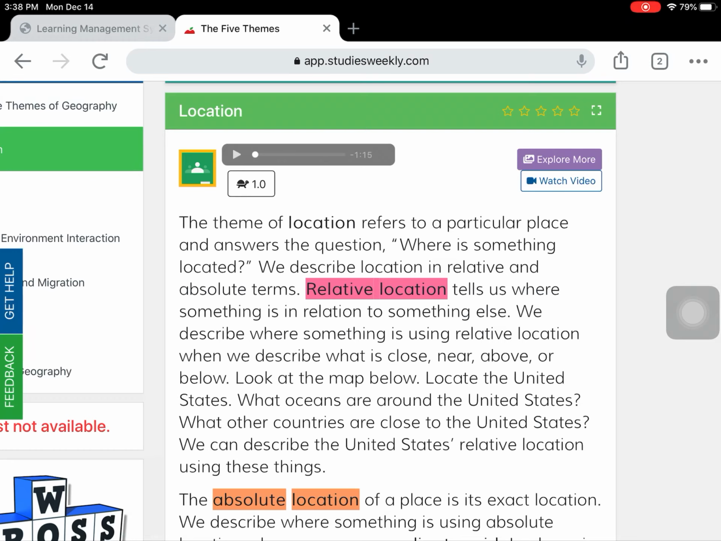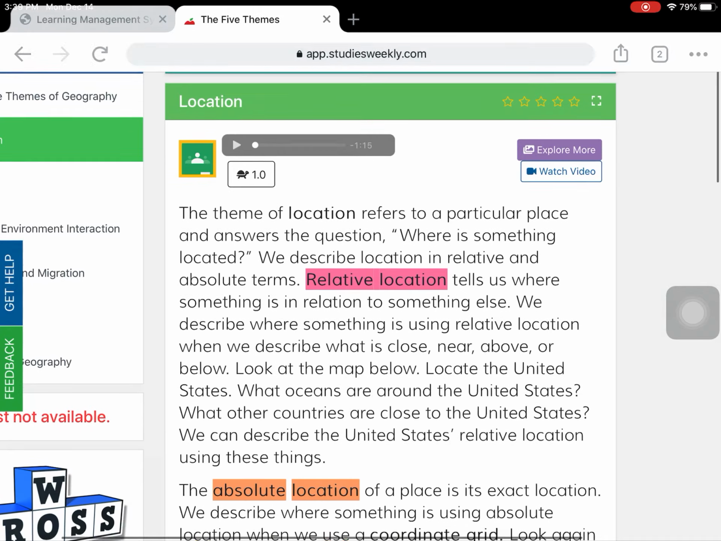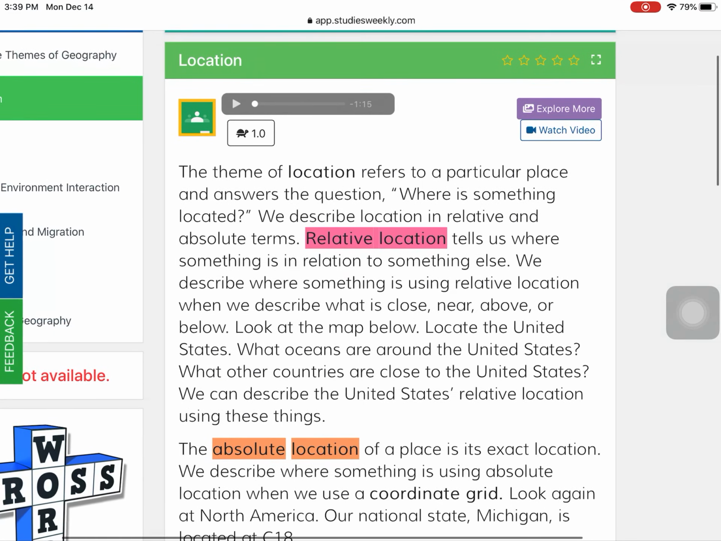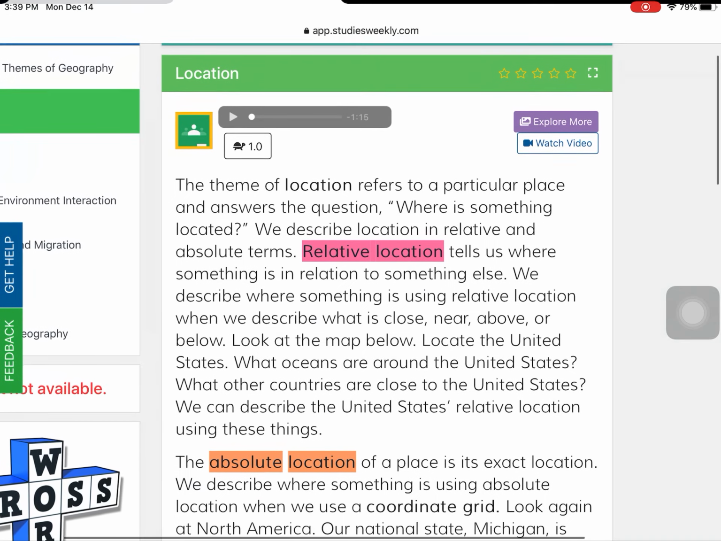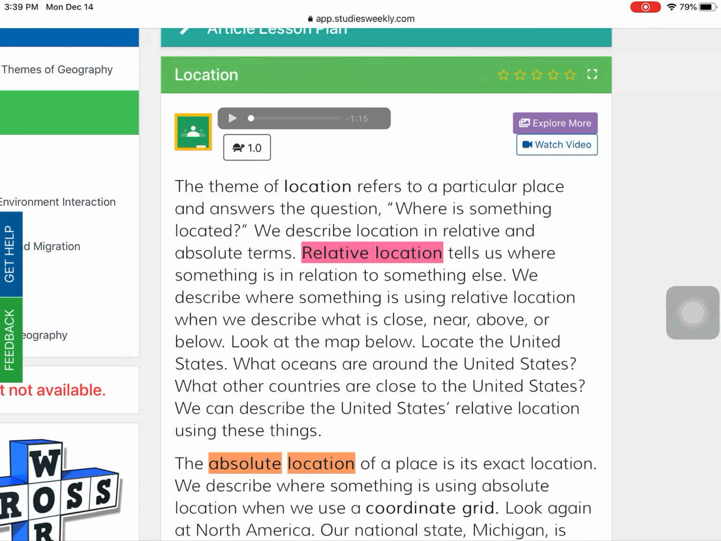All right, so absolute location, what does that mean compared to relative location? Think back to your vocabulary video. Do you have any ideas? The absolute location of a place is the exact location. When we describe where something is using absolute location, we use a coordinate grid.